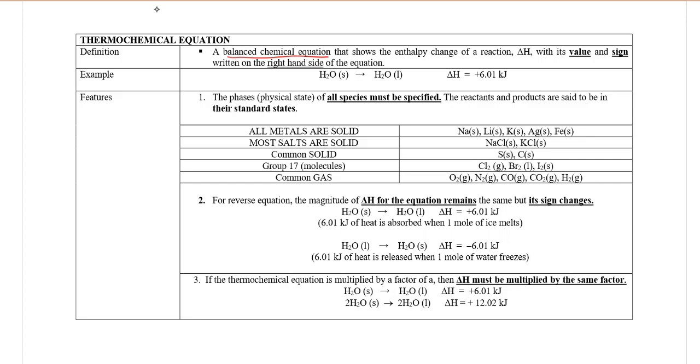on the right hand side, you need to write down delta H along with its value and sign. Okay, so for thermochemical equation, it is compulsory to write down the phases or the physical state for all species, reactant and product. You need to specify physical state for all species, reactant and also product. Okay, so the physical states are said to be in their standard state.